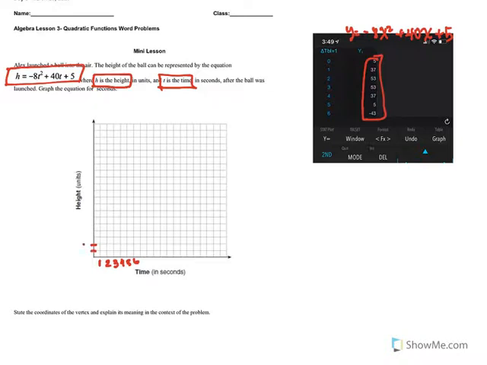So this first line would be a 5, which means this is a 10. This would be a 15, which means this is a 20. This is 25, so this is 30.